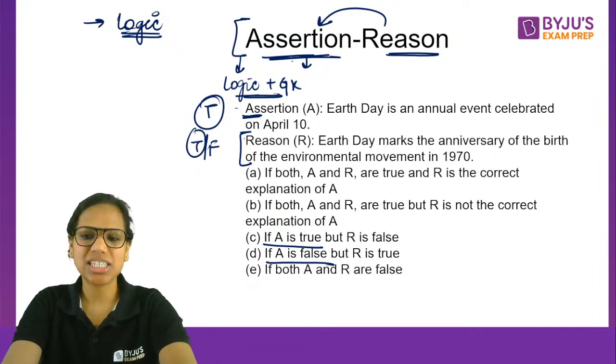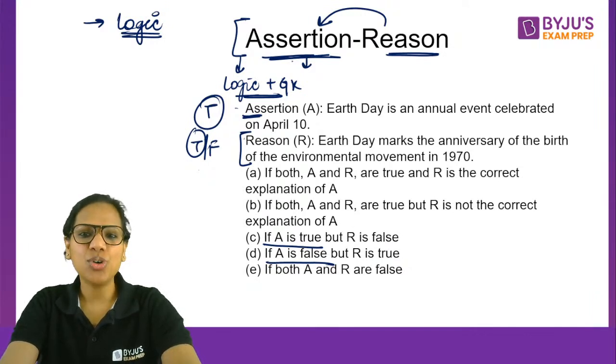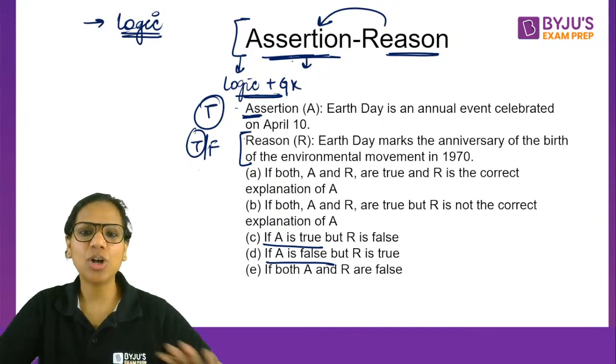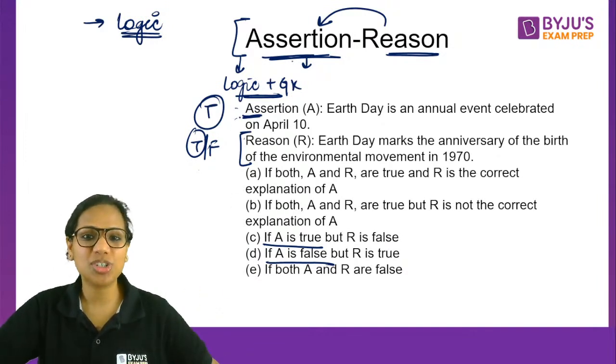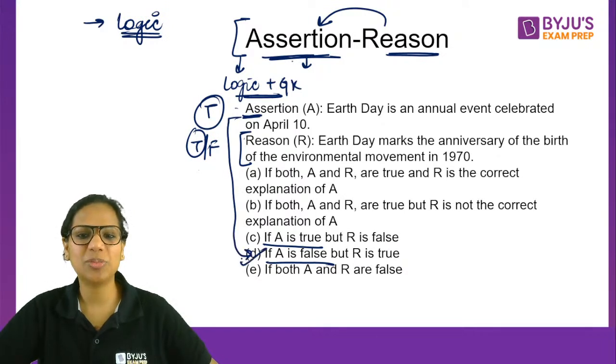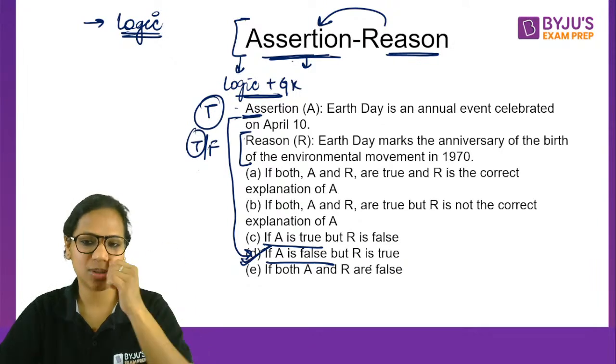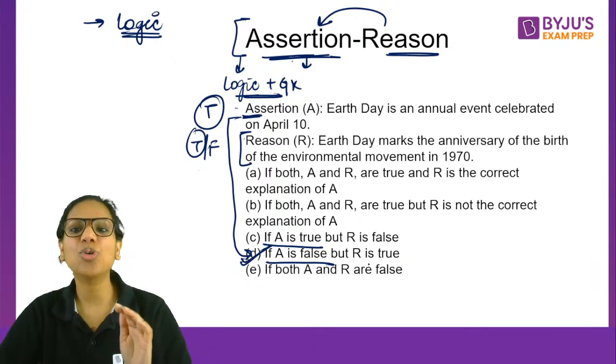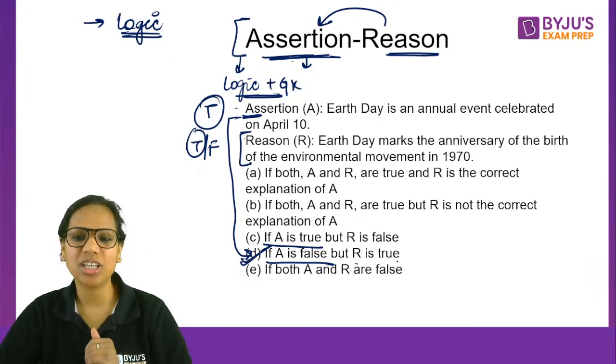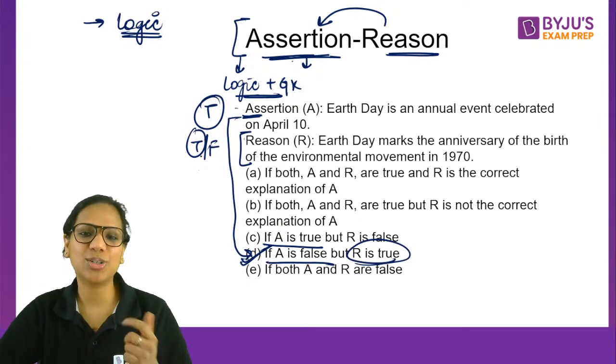Earth Day was yesterday. April 22, right? So it is not celebrated on April 10. Right at this juncture, A becomes false. So this is an easy question because now that A is false, I know the answer will be D only. Okay, no, wait. Both A and R false is also an option. Now, yes, you'll have to check the truth of R also.